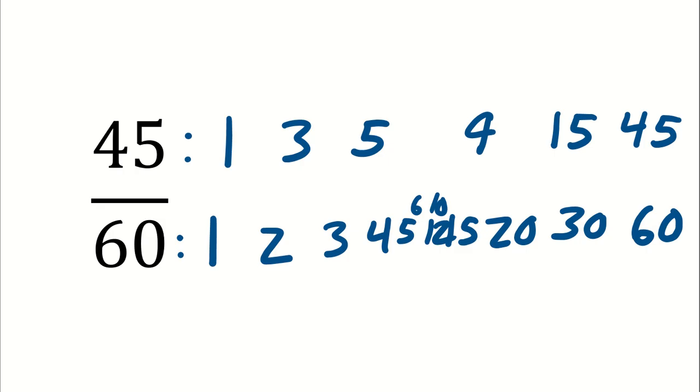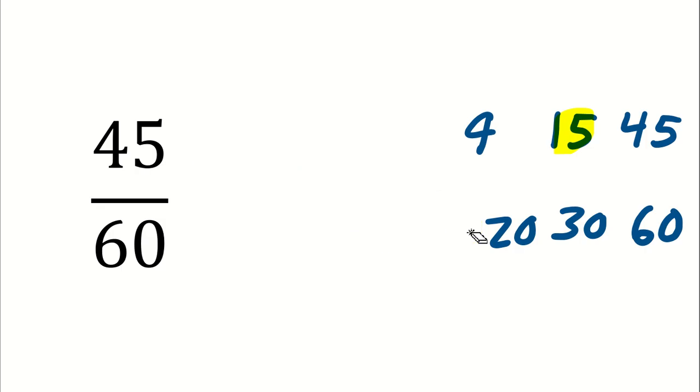Oh my gosh, I apologize. I ran out of room. But what is the largest number that appears on both lists? That's right. It is, in fact, 15, it looks like. 15 is the greatest common factor of 45 and 60. So let's go ahead and divide the top and the bottom number by 15.